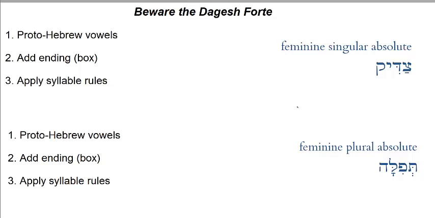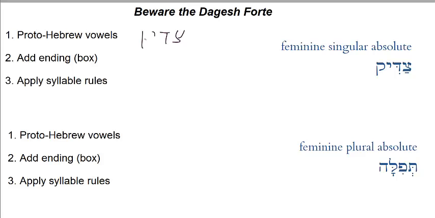We're going to look at a few exercises that have caused people problems in the past. And so we'll begin with Sadiq, and we want to add a feminine singular absolute ending to this. So it's Sadiq, and I've listed the steps over here. And Sadiq is actually relatively uninteresting because we don't need to do much to it.